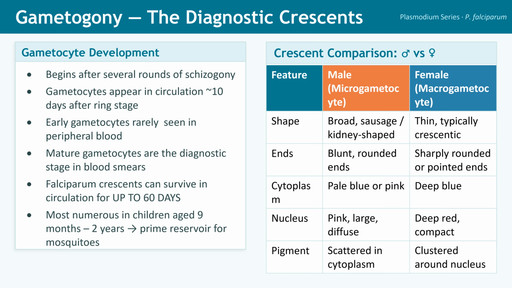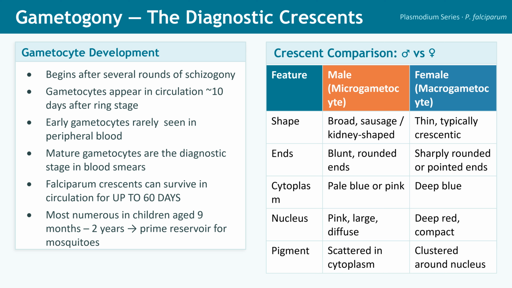Comparing male and female gametocytes, the shape of the male microgametocyte is broad, sausage or kidney shaped, as compared to the female gametocyte, which is thin and typically crescentic. The end of the microgametocyte is blunt and rounded, as compared to the female macrogametocyte, which is sharply rounded or has a pointed end.